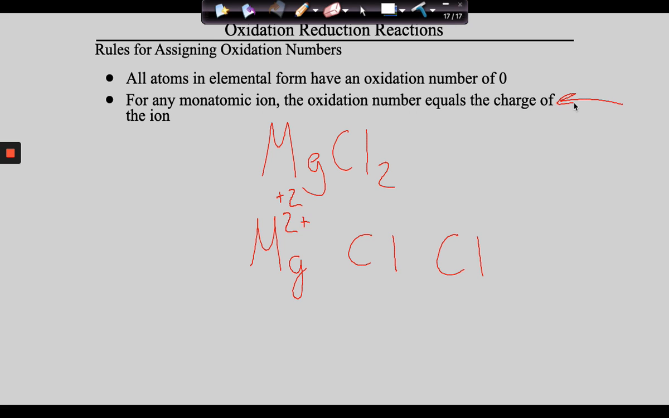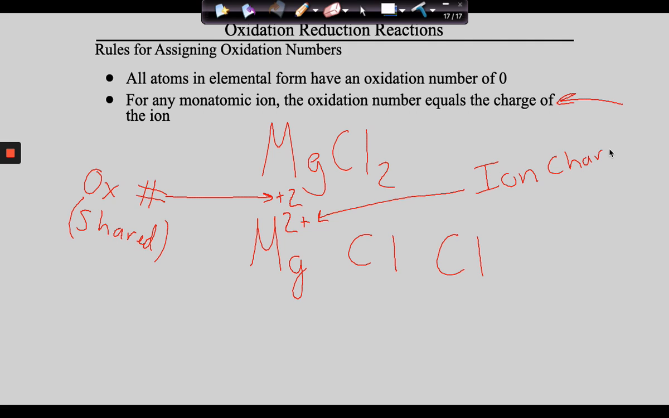Guys, when we write the charge first and the number second, this is an oxidation number. So Maddie, there you go. We're going to abbreviate it like that. This is an oxidation number. This tells you the number of electrons that an atom shared. This is an ionic charge. This tells you the number of electrons that an atom lost or gained.